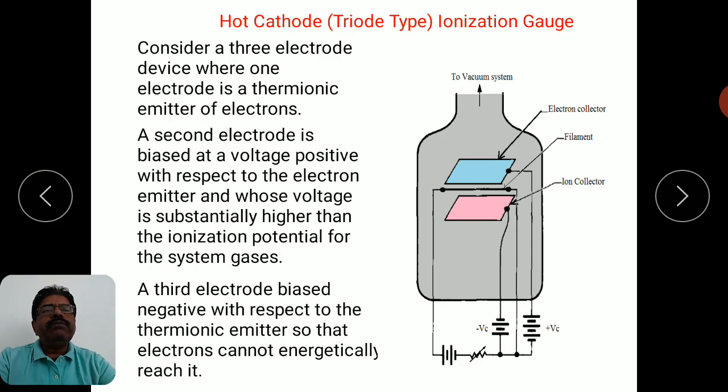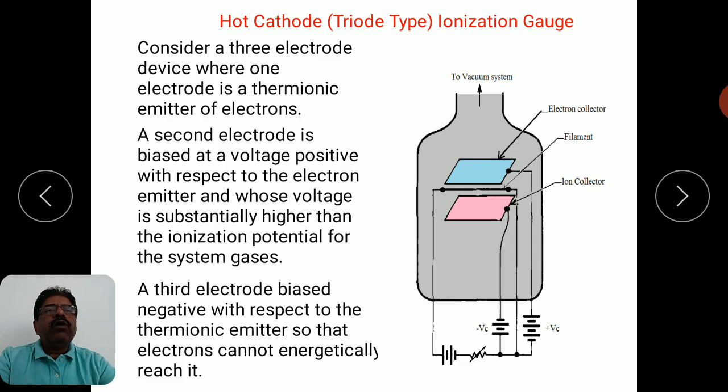So the third electrode is biased negative with respect to the thermionic emitter, so that electrons cannot energetically reach it. So electrons should not reach toward this, and therefore it is kept at negative potential.